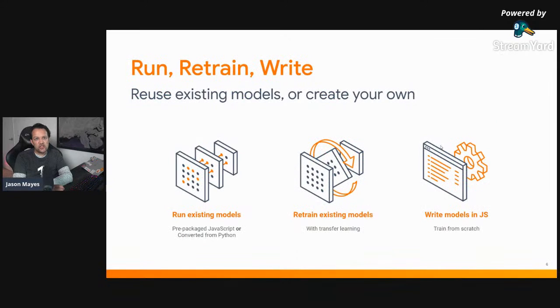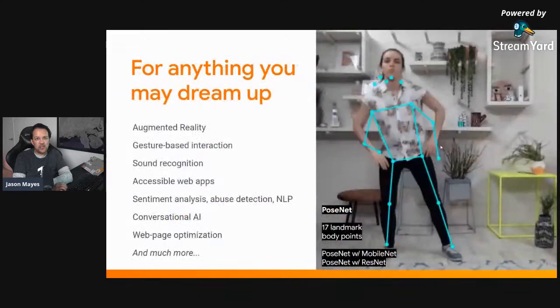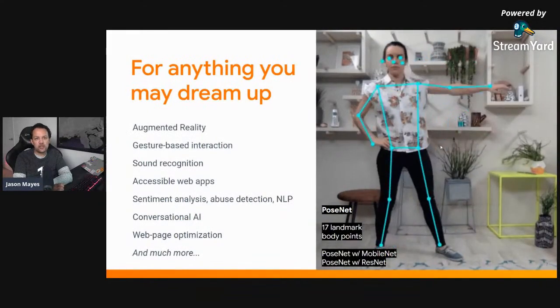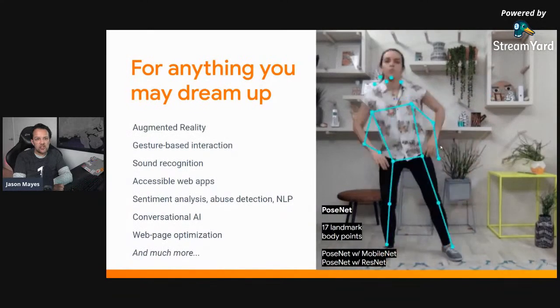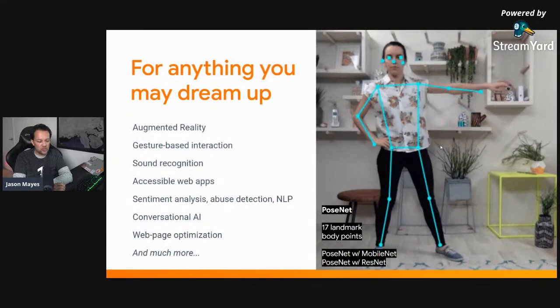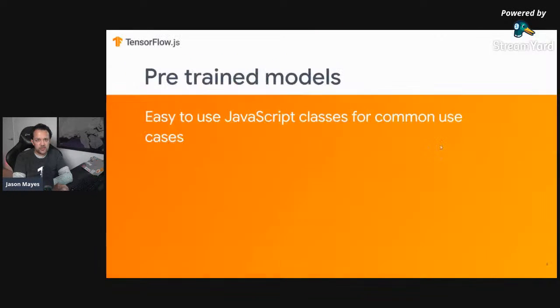And with TensorFlow.js, we can retrain via transfer learning, and we can write our own machine learning models completely from scratch if we choose to do so, just like you might be familiar with Python already, but in JavaScript. And with that, we can then pretty much make up anything we might dream up, from augmented reality, sound recognition, sentiment analysis, conversational AI, and much, much more, whatever you might dream up.